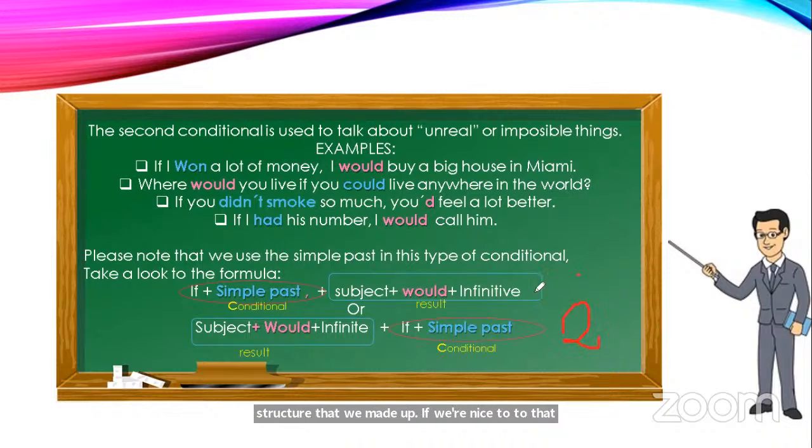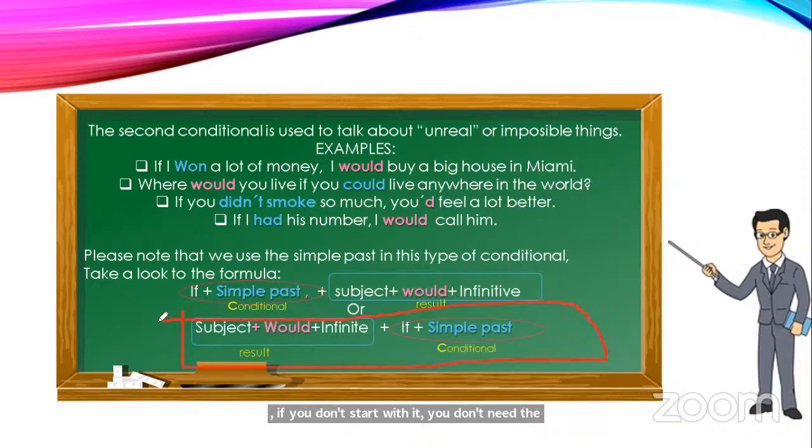The second one, look at this, is starting with the result, porque esto es el resultado, con would. Ahora, empecemos con el resultado. Look at this, subject plus would plus the verb infinitive, plus the if, plus the simple past. What is the difference? That in here, you don't use the comma. Because if you start with if, you need a comma. If you don't start with if, you don't need the comma. That's it, guys.